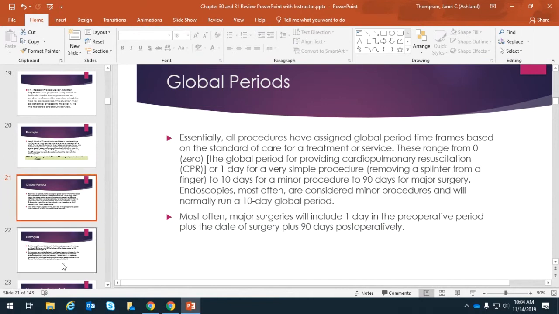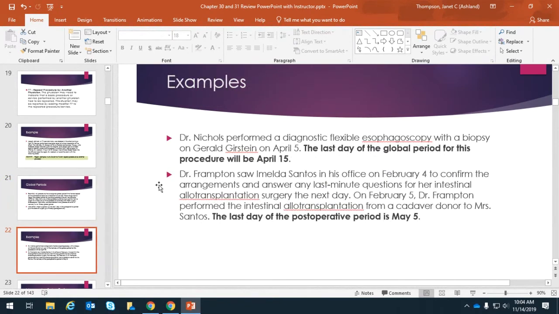So we did talk about the global periods. So the example, the doctor performed a diagnostic flexible esophagoscopy on April 5th. The global day of this procedure would be April 15th, so it's not a very invasive procedure. It's getting a 10-day global period. So anything related to that procedure is not billed because it's a part of, if you're doing a follow-up. If you're doing something totally different on the patient, they had this esophagoscopy and they're coming in with a different complaint within that window, there is a modifier to explain that it's an unrelated condition that the provider is treating.